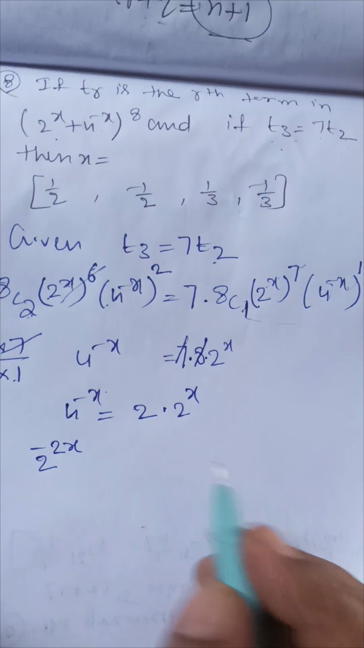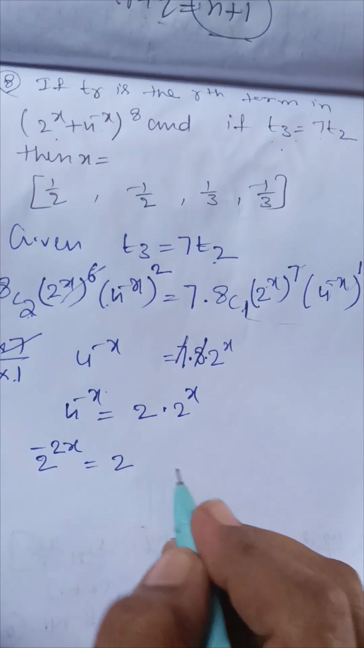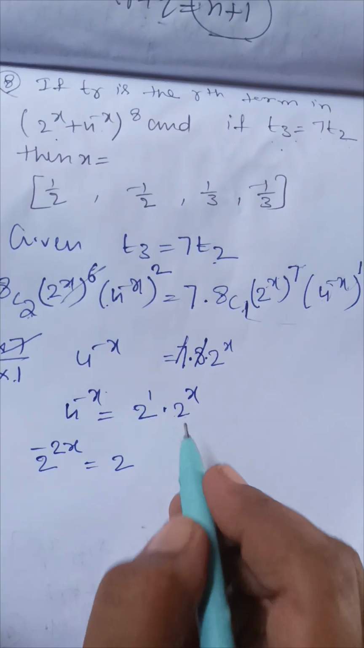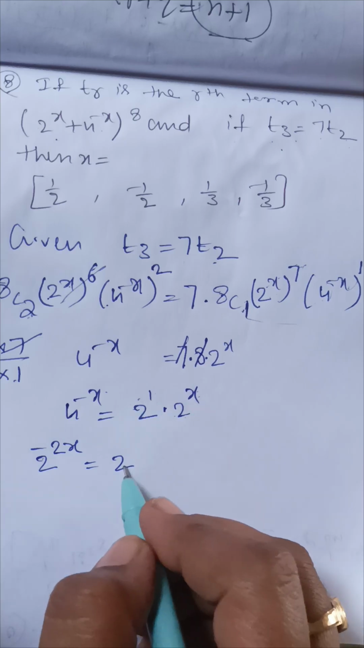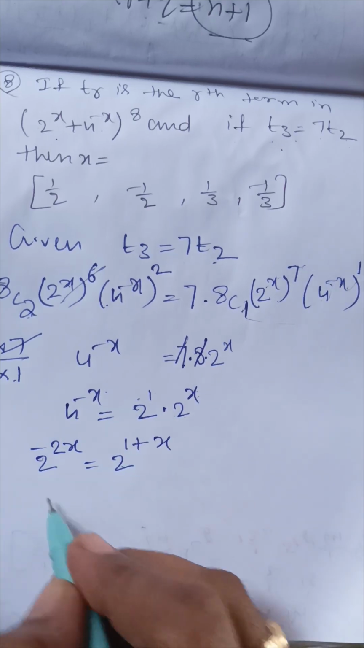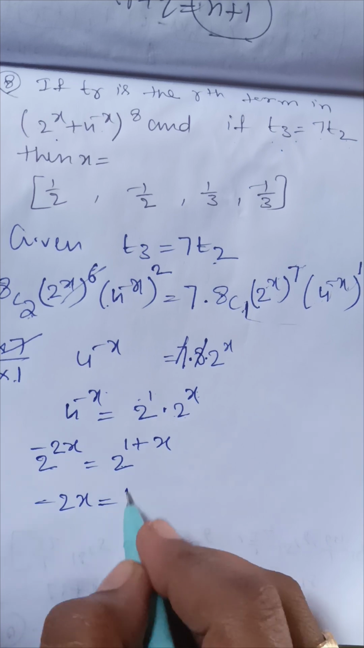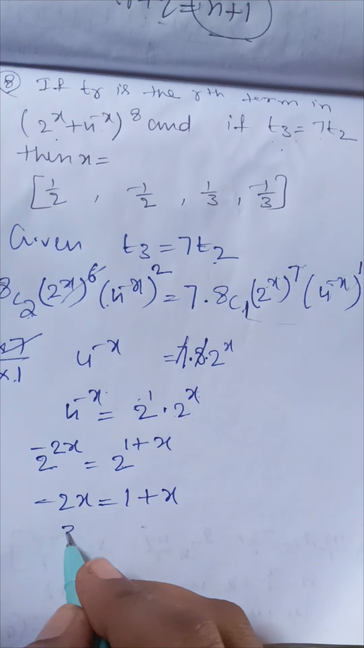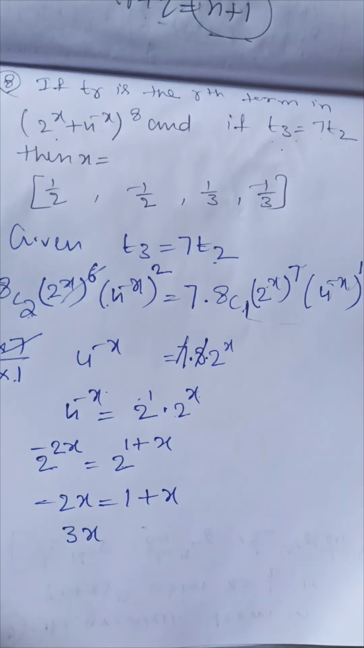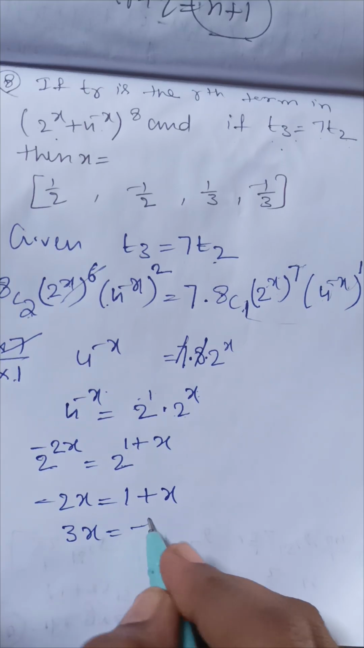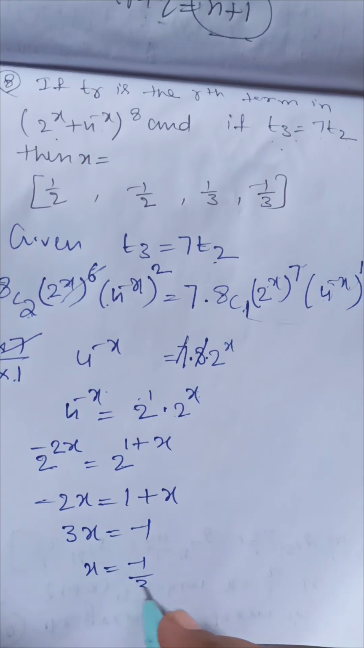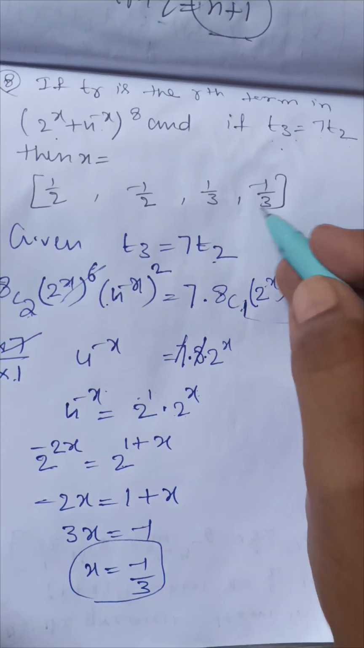4^(-x) can be written as (2 square) whole power minus x, nothing but 2^(-2x) equals 2^1. Bases are equal, so you can add the powers: 2^(1+x). Both sides bases are equal, so minus 2x equals 1 plus x. So 3x equals minus 1. So x equals minus 1 by 3. Next question.